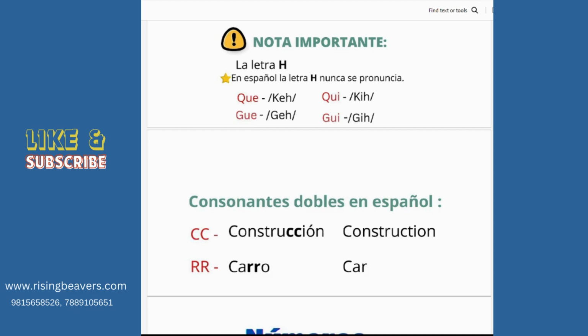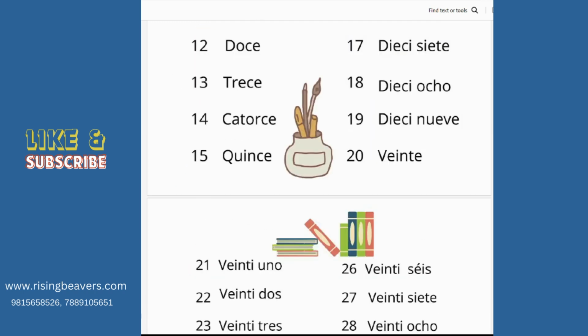Q-U-E: if a word starts with this pattern, we have to give it the sound K, right? And the second one is Q-U-I, which is key. Then in the G case, G-U-E is gay and G-U-I is gay. These are not words, it's just patterns. They are giving the sounds of these patterns. If any word starts with these letters, we have to give its sound. And the sounds are K, ki, ge, and gi. Alright? Okay. Muy bien.